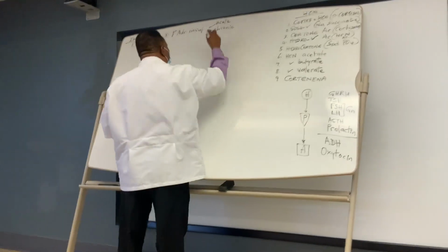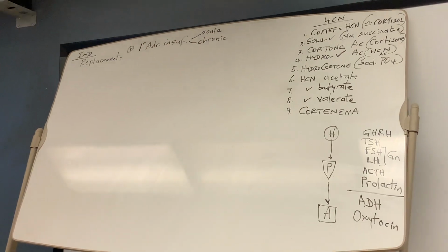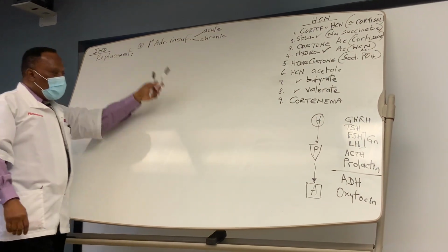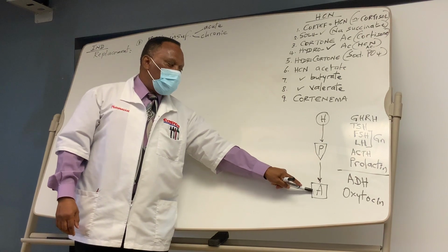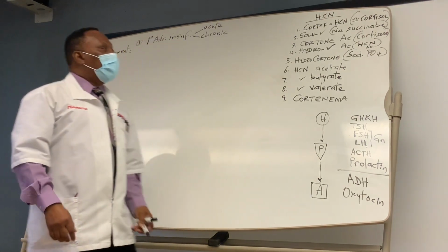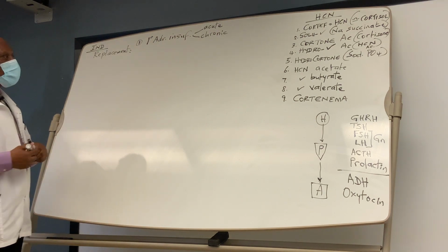type of primary adrenal insufficiency. And of course, once you say primary, it means that the problem is with the adrenal gland. That was the primary. So for acute or chronic primary adrenal insufficiency, you can use an adrenal steroid.